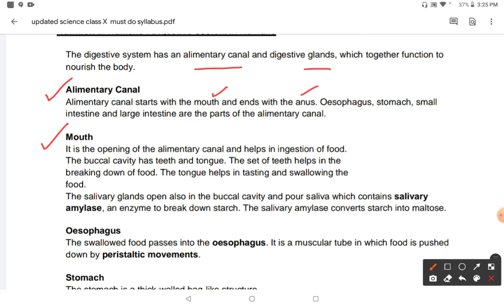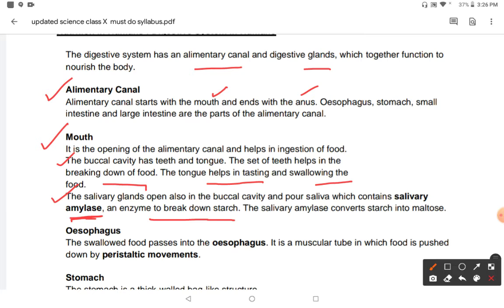The buccal cavity has teeth and tongue. The set of teeth helps in breaking down the food. The tongue helps in tasting and swallowing the food, and the salivary glands also open in the buccal cavity and pour saliva, which contains salivary amylase. Very important, keep in mind, it is an enzyme to break down starch. So saliva contains an enzyme, its name is salivary amylase.